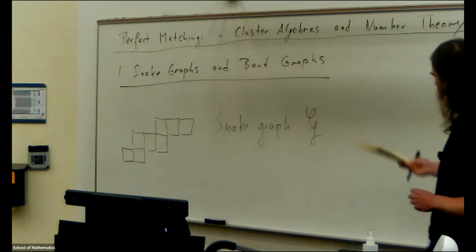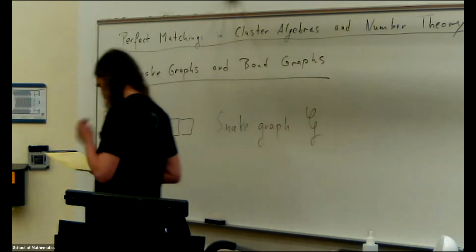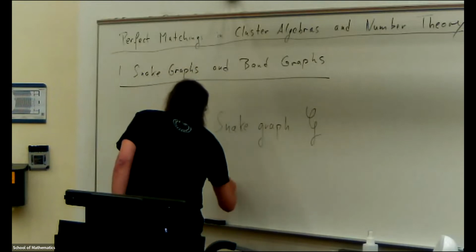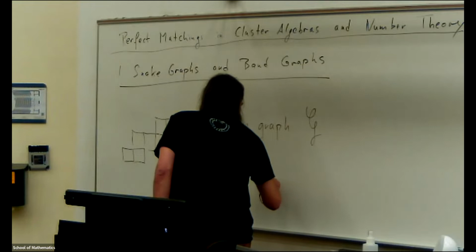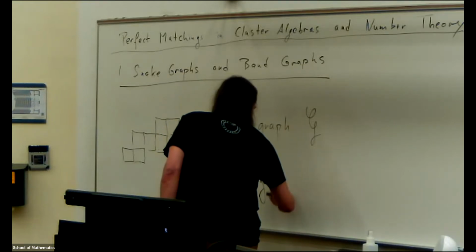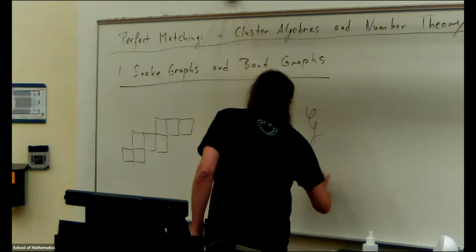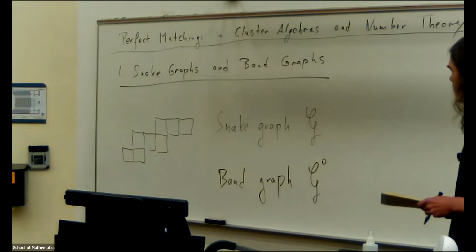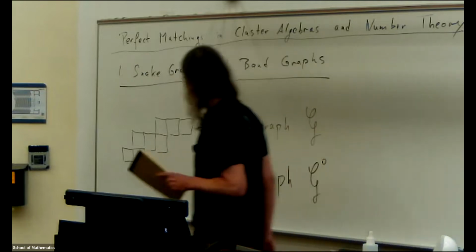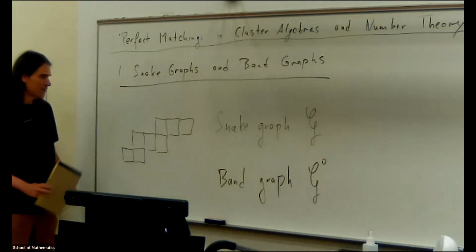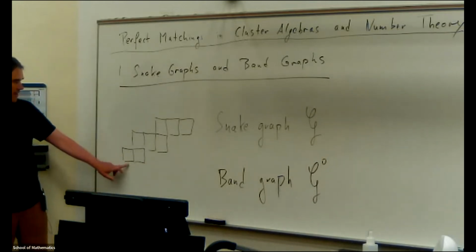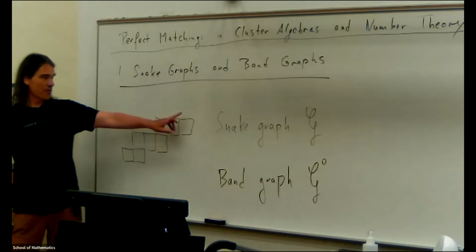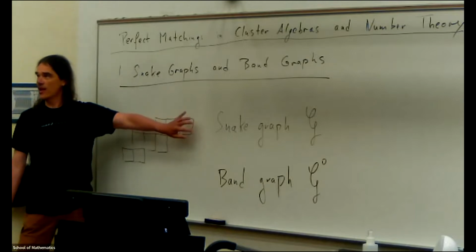Okay, I will denote them by these fancy G's, and then there's another construction, the band graph. Sometimes I make a little circle there, sometimes I make an overline, because it's not always the same way to construct them. But a band graph is obtained from a snake graph by identifying one of these edges here on the very front, the south or the west edge, with the north or the east edge of the last tile.